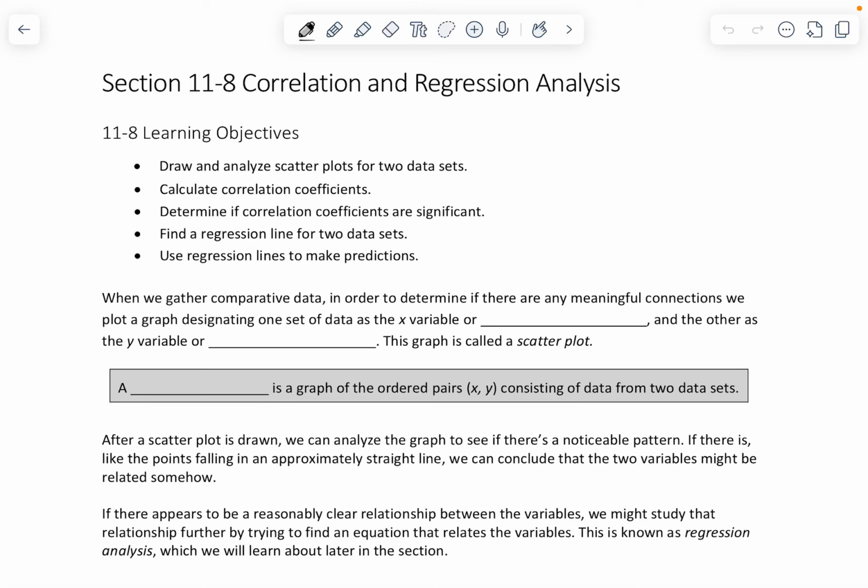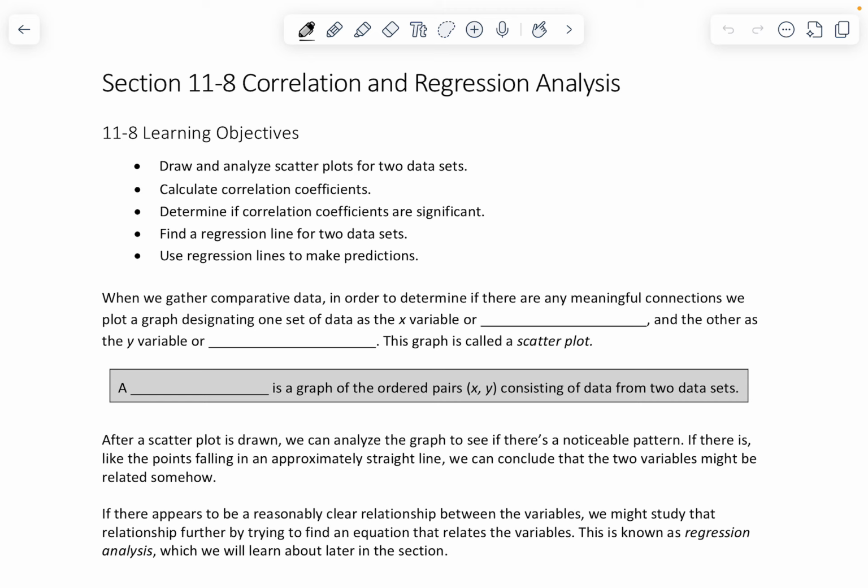In this video, we will be talking about the topic of correlation and regression analysis. Our learning objectives are to draw and analyze scatter plots for two data sets, how to calculate the correlation coefficients, how to determine if the correlation coefficient is significant, how to find a regression line for two data sets, and then how to use the regression lines to make predictions.